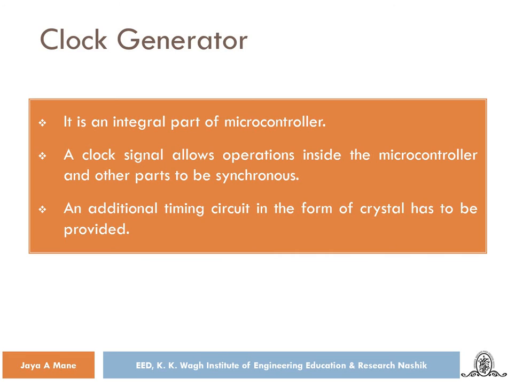Then the clock generator. The clock pulses are required everywhere in the microcontroller for the execution of instructions and for the communication between the CPU and the external devices. So clock pulses are required everywhere. Clock pulses basically define the speed of the program. They define the execution speed of your program. So these are required everywhere.